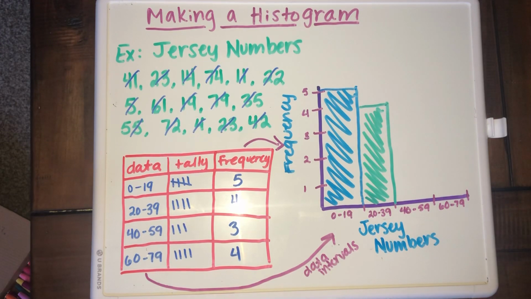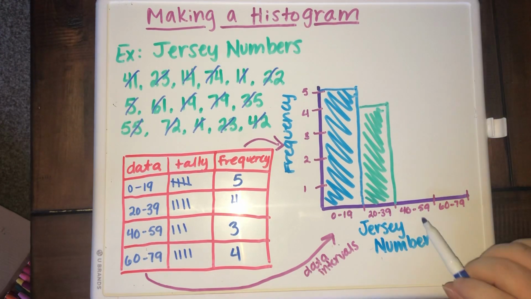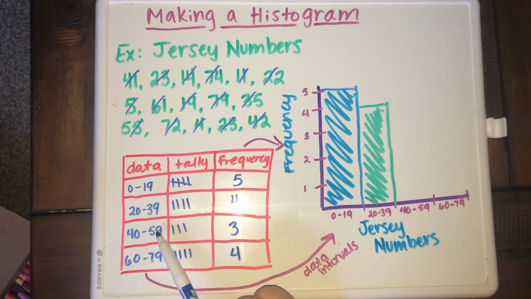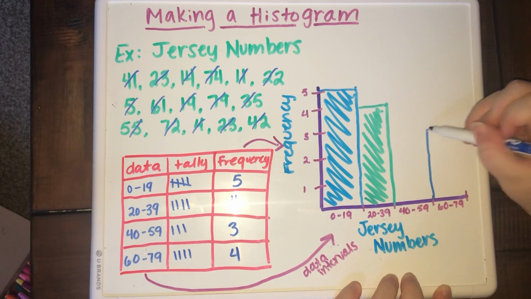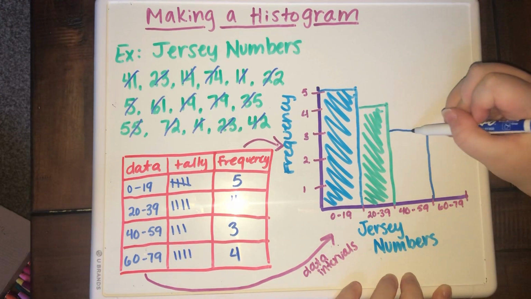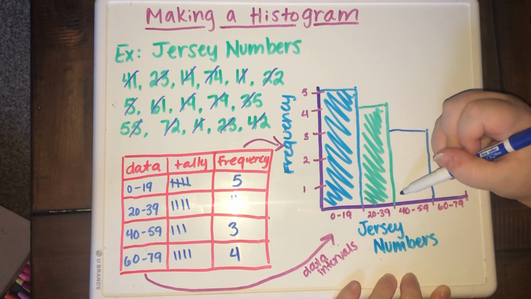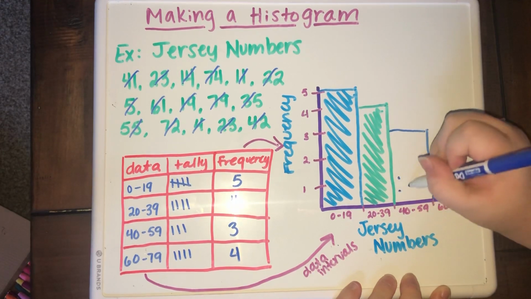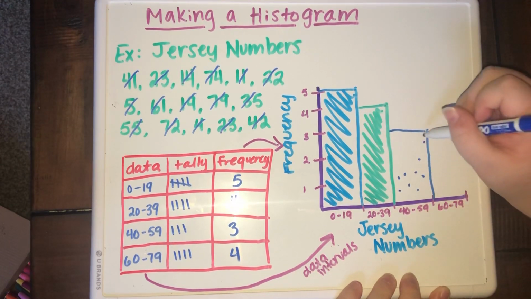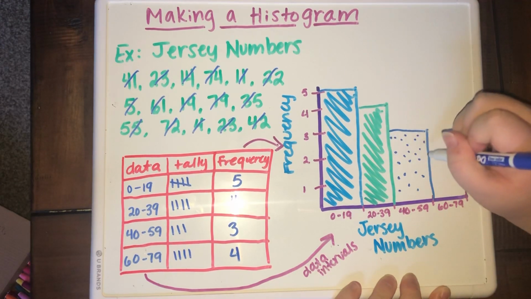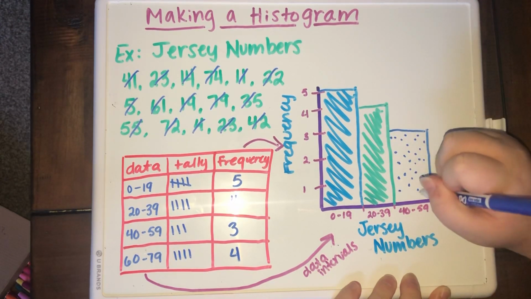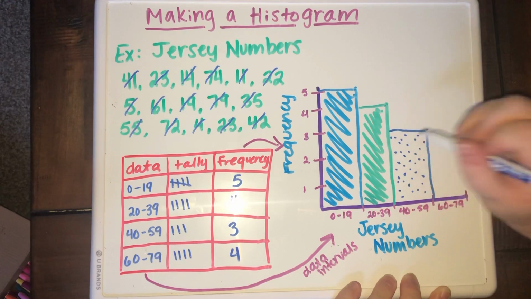But then looking at our next interval, we've got 40 to 59. So go over to your frequency table, and that's a 3. So we're going to take this section up and over to 3. And I'm going to do polka dots in this one. And again, this is totally personal preference. I like to make mine look really different from one another so I can for sure tell what's happening on my histogram.